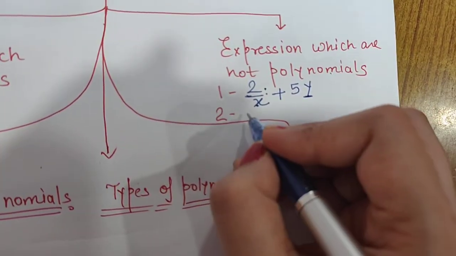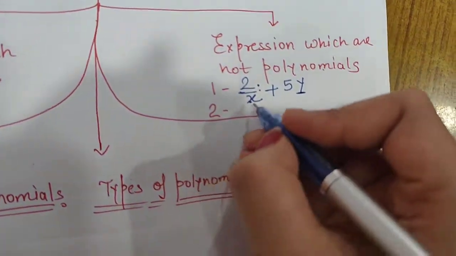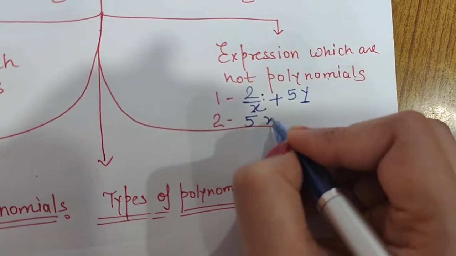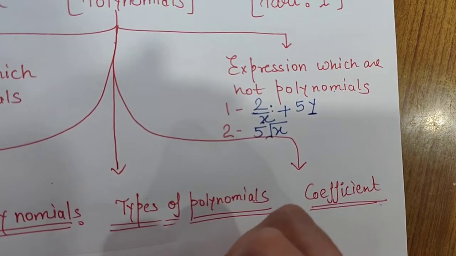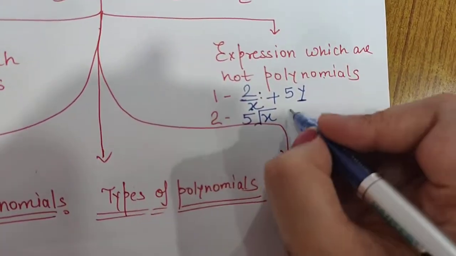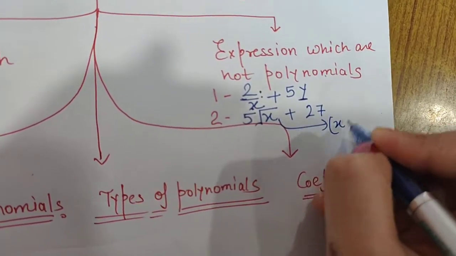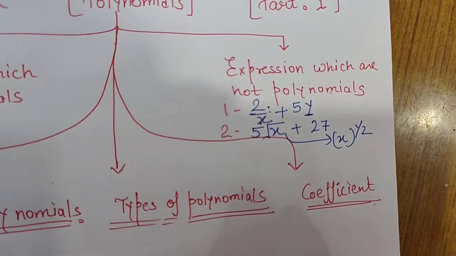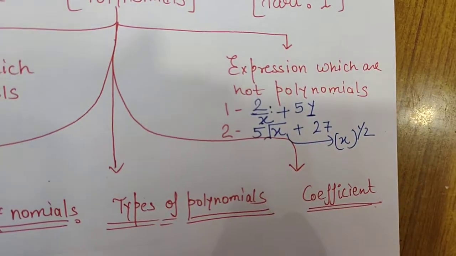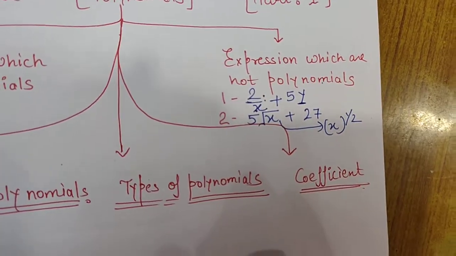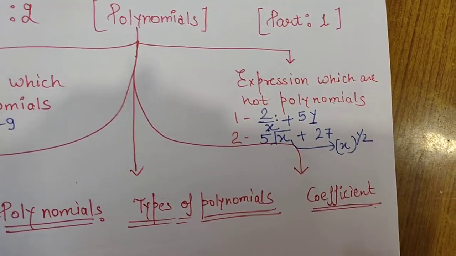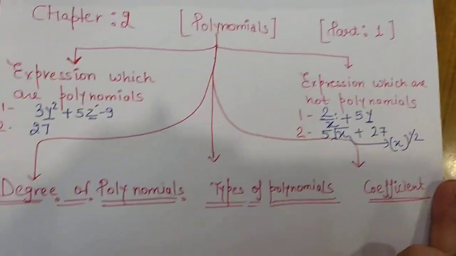Now one more point came to my mind: 5 root x. What is the meaning of root x? That x power is 1 upon 2, which is a fraction, not a whole number. So these two are not polynomials. You can write more examples according to you.